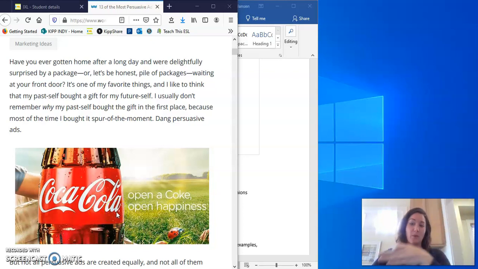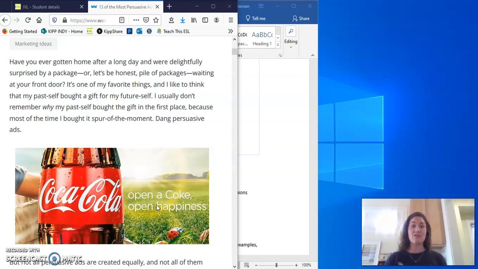That Coke makes you happy. And they use this image to make you believe that. It's this person sitting in this happy field. It's very sunny. It makes you feel all warm inside. And authors can do this with their words too. Ads aren't the only way that we can be persuaded.